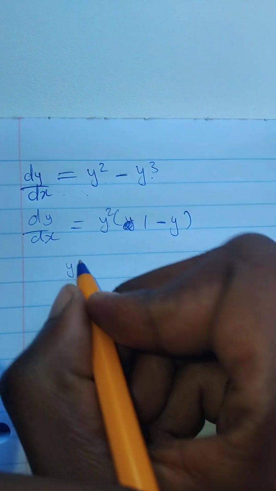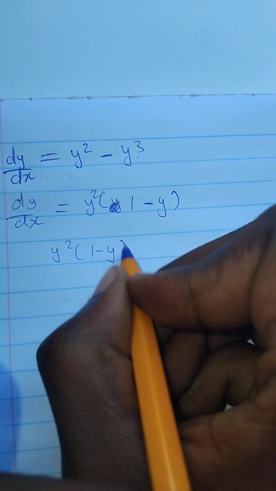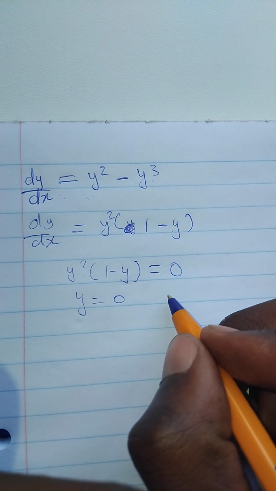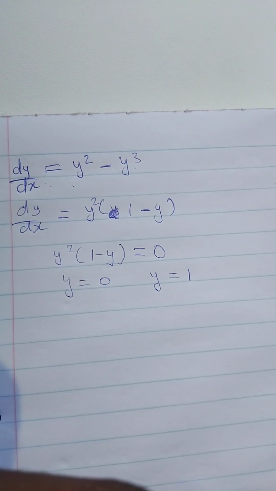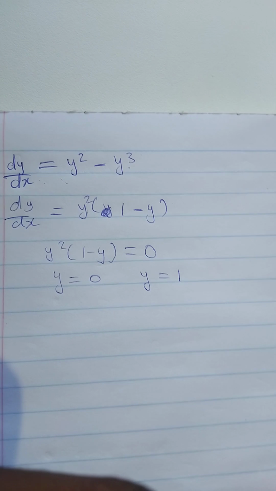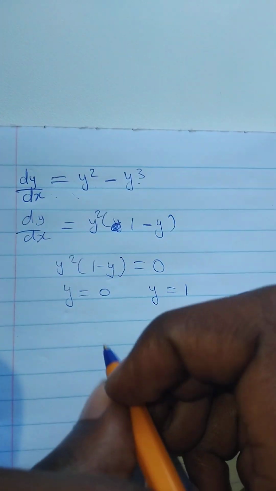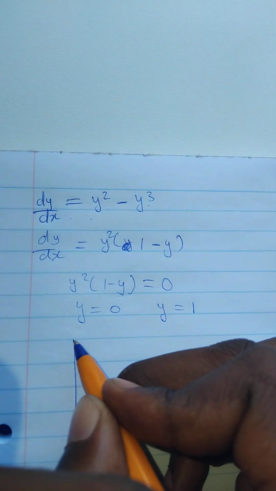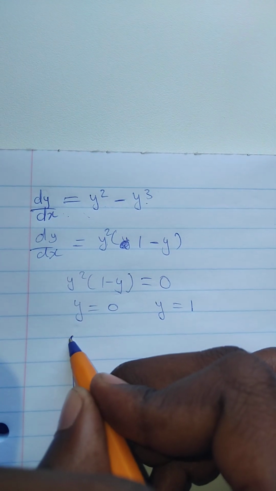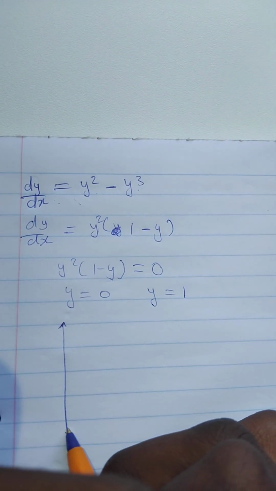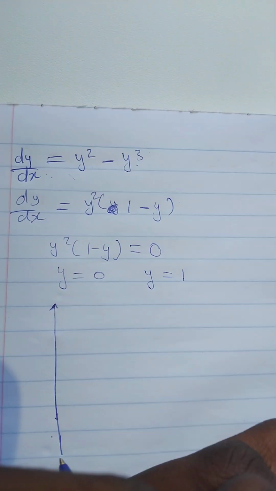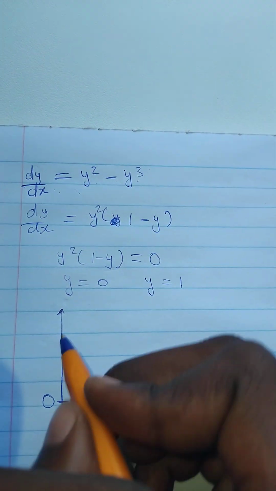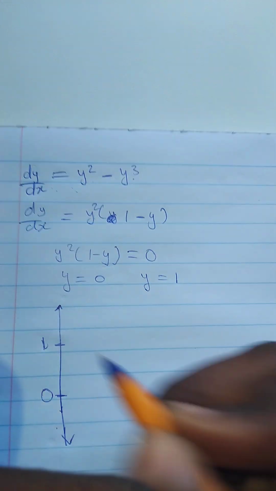So to find our critical points, we have y squared times 1 minus y set equal to 0. Then we know that y is 0 and y is 1. It's a coincidence that we are getting the same critical points again. However, let's see where this is gonna take us. So now the first thing that we want to do is to draw our phase line. Okay, so on our phase line we have 0, let me put it here. Then we have 1, like that.